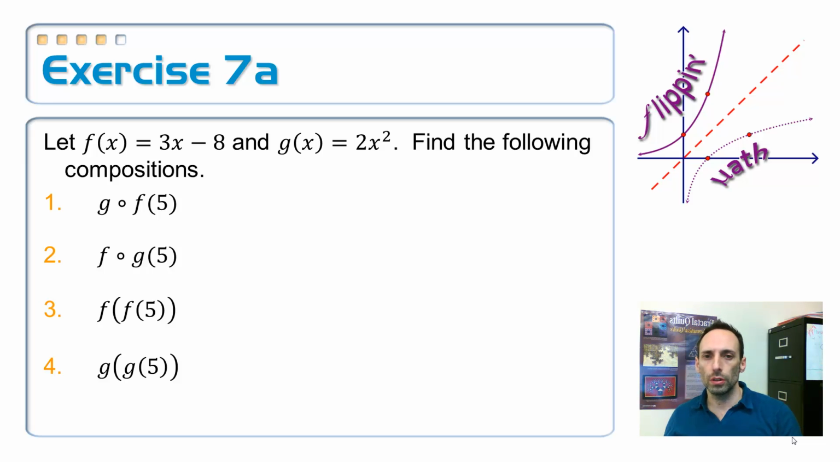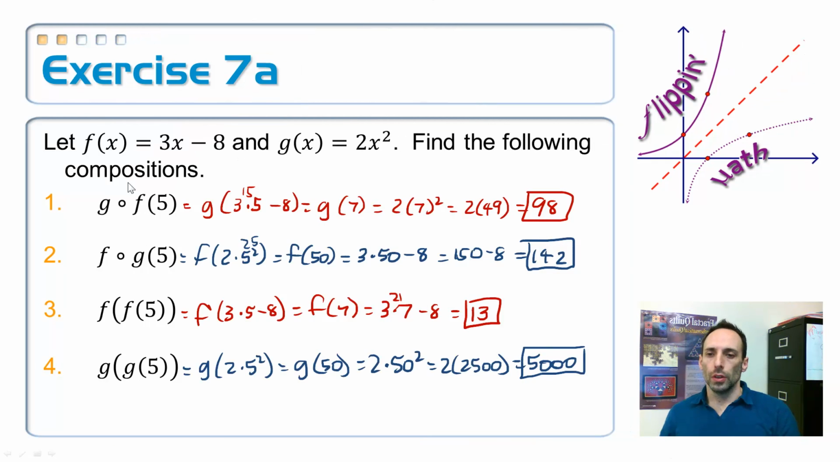Go ahead and pause your video and then come back and check your work. All right, we got it? So let's see, are these the answers that you got? So on the first one, it's g composed with f of x, or f of 5. I find 5 in f of x, get an answer, and I stick that answer into the g of x function, and I get 98.